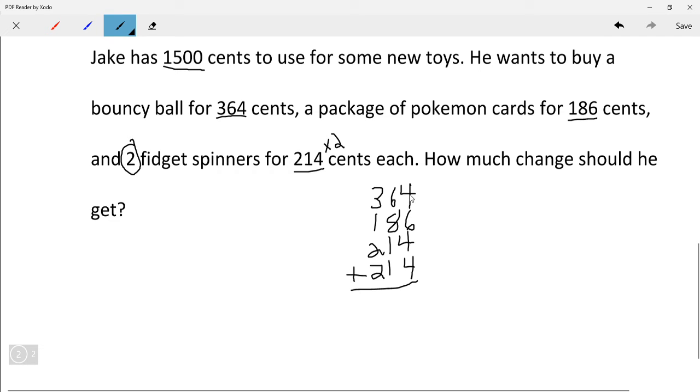Okay, so 4 plus 6 is 10, plus 4 plus 4 is 8, 10 plus 8 is 18. Carry the 1. 1 plus 6 is 7, 7 plus 8 is 15, plus 2 is 17. 1 plus 3 is 4, plus 1 is 5, 2 plus 2 is 4, so that is 5 plus 4, 978.